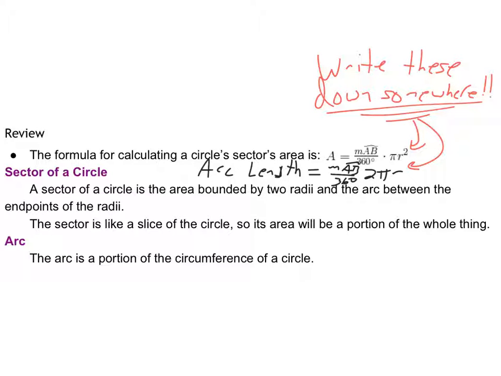A sector of a circle is the area bounded by 2 radii and the arc between the endpoints of the radii. The sector is like a slice of a circle, so its area will be a portion of the whole thing, and the arc is a portion of the circumference of the circle.